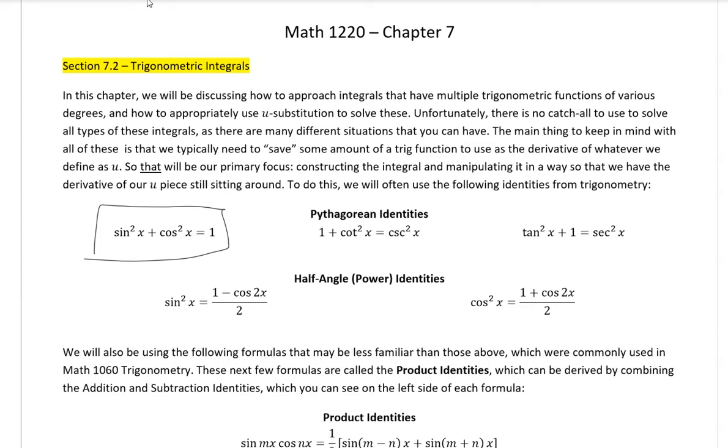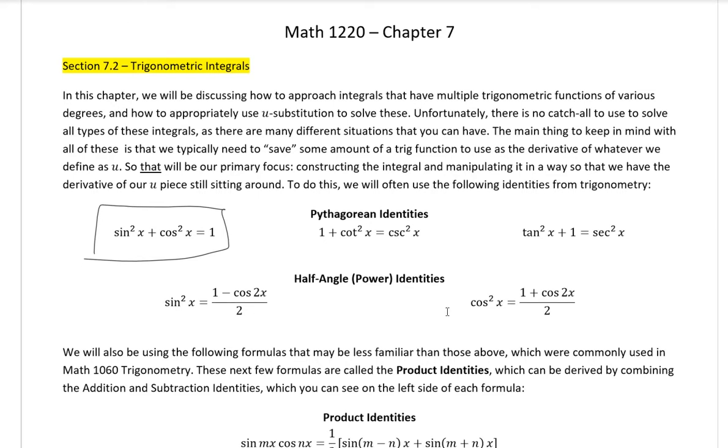sine squared or cosine squared from both sides. What we'll also commonly use are the half angle or power identities, depending on who you talk to. These are typically shown as sine squared x equals 1 minus cosine of 2x over 2, so it reduces, gets rid of the power, as well as cosine squared x equals 1 plus cosine of 2x over 2, again, reduces and gets rid of the power. These are also common ones that we will use depending on the situation.